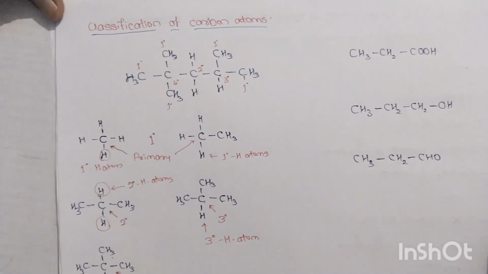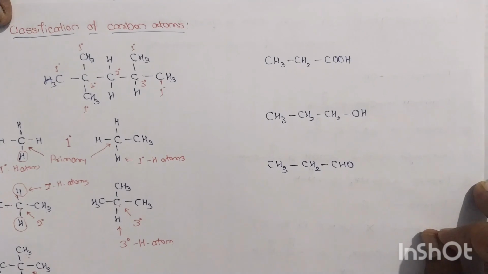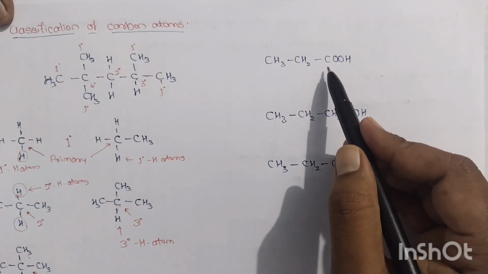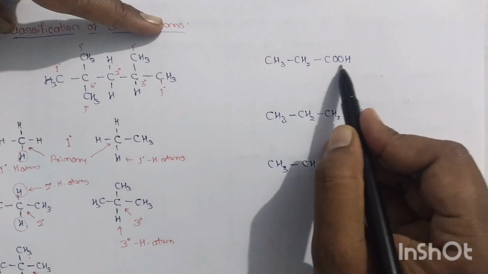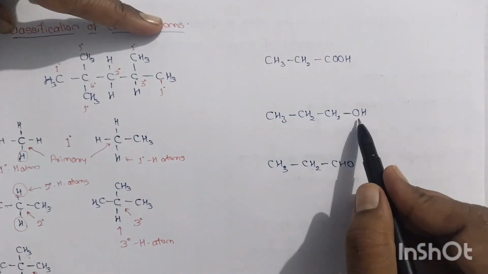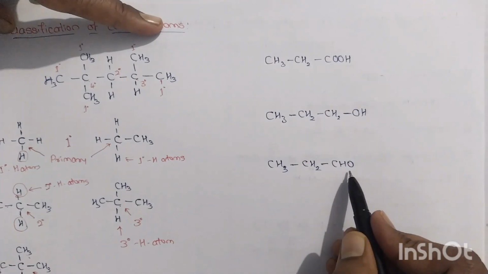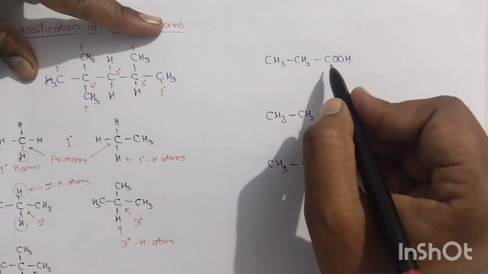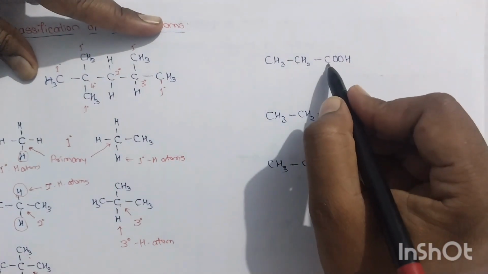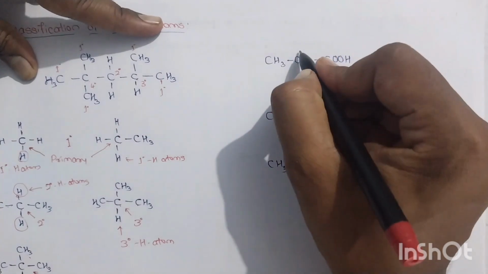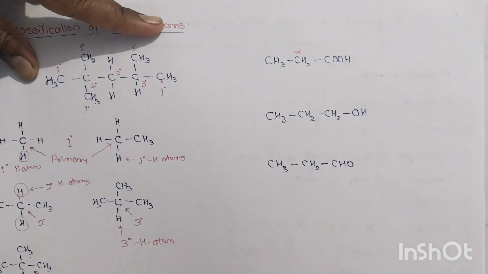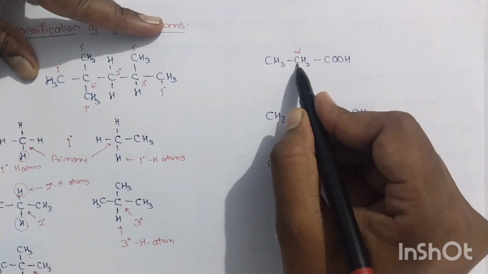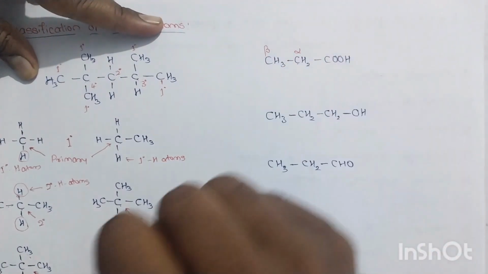Okay, now we shall understand how we can classify the carbon atoms with respect to the functional group which is present in the molecule. Here you can see that this is a COOH functional group. COOH means carboxylic acid. This is OH, meaning alcohol. This is CHO, the aldehyde functional group. With respect to this, how can we classify this carbon and this carbon? The carbon which is directly attached to the functional group is called the alpha carbon, and the next is called the beta carbon.